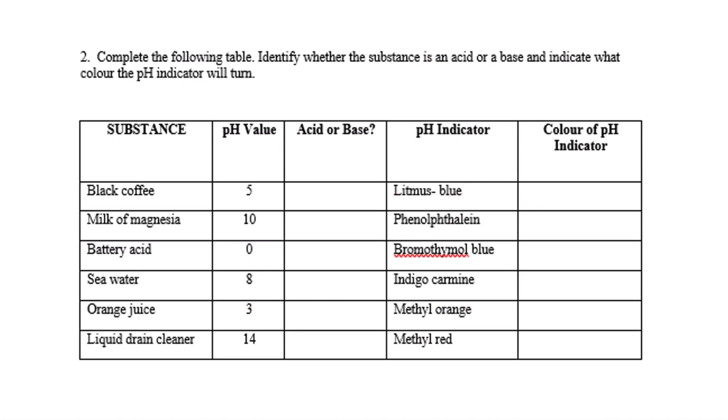Again, a different version of the question. This time you're given the pH indicator and the pH. You're determining if it's an acid or a base and what color the paper will be, or the indicator. So black coffee, for example, is slightly acidic. If you use blue litmus paper, it will turn red because it's in the presence of an acid. Or sorry, if you use red, it would just stay red because it's already an acid.